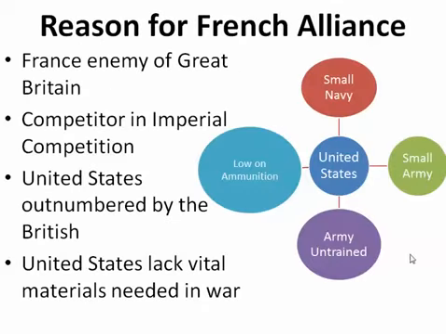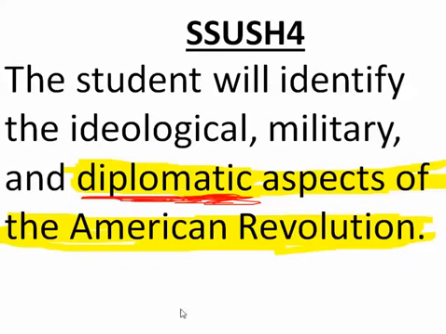Small army, this ragtag group just thrown together. They were very untrained, a bunch of farmers with plowshares pretty much. Very little experience, and then we were low on ammunition and muskets and things needed to actually participate in war. So if we're going to survive this Revolutionary War, we need some assistance or a French alliance. Alright, let's look real quick at the standard here, standard 4 again. The student will identify the ideological, we've discussed that, military and diplomatic aspects of the American Revolution. Now we want to talk about the diplomatic aspects of the American Revolution.